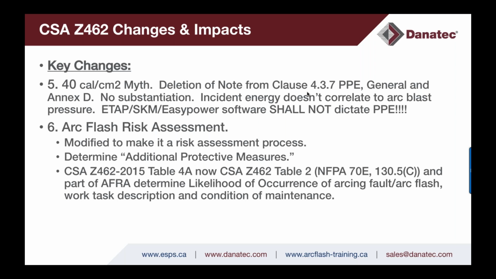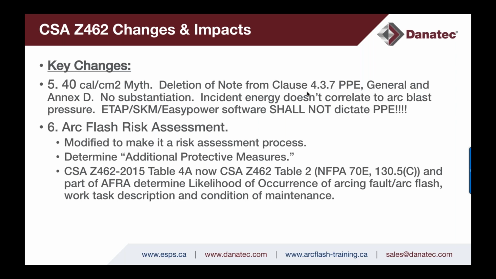As you go through the arc flash risk assessment process of identifying if a worker will be exposed to an arcing fault and arc flash, assessing risk, and applying the hierarchy of risk control methods to reduce risk, you'll be doing that by identifying additional protective measures. The clause says that you can use this table as a starting point. It's a discrete list of energized electrical work tasks based on condition of maintenance. It then indicates the likelihood of occurrence of an arcing fault or arc flash as yes or no. Again, this is a significant process change related to the arc flash risk assessment.